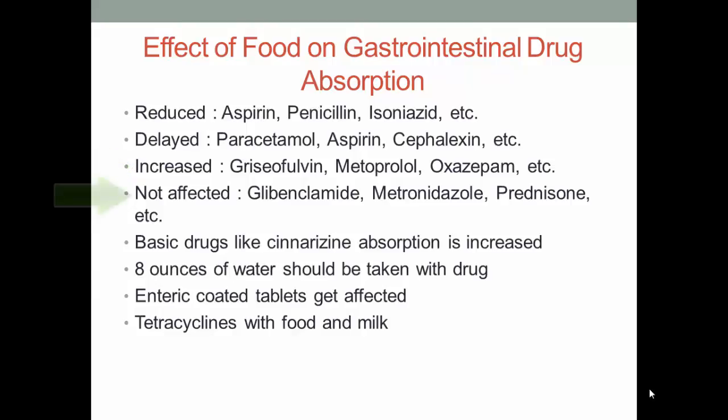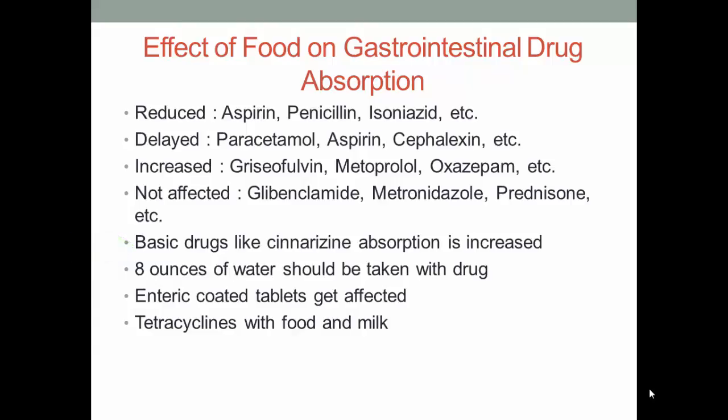And some of the drugs like glibenclamide, metronidazole, prednisone are not affected by the presence or absence of food. Some of the basic drugs like cinnarizine have increased absorption in the presence of food. You know that for basic drugs like cinnarizine, when food is present the pH is decreased, sorry, increased, so that the basic drug can be easily dissolved. So drug dissolution is very important here, so that after the drug gets dissolved, it can easily get absorbed.